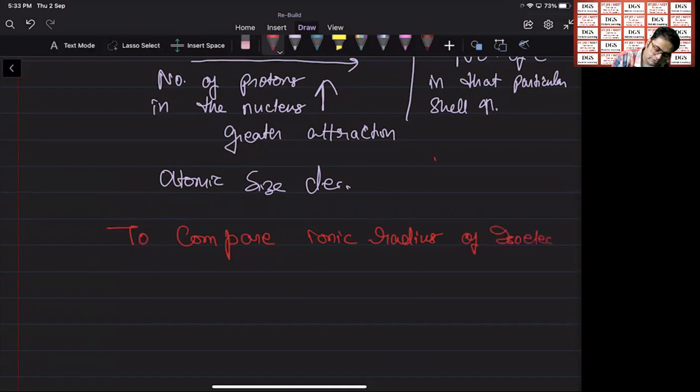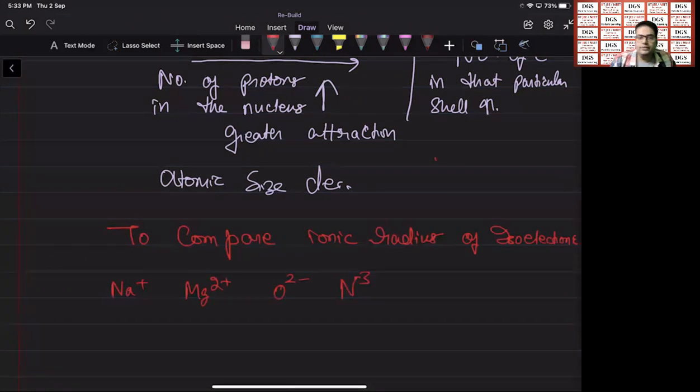of isoelectronic, you must have heard this term, isoelectronic, same number of electrons, like Na plus, Mg2 plus, O2 minus, N3 minus. So more the number of negative charge, that means electrons will keep on adding outside the outermost shell. So more the negative, bigger the size. More the positive, lesser the size.